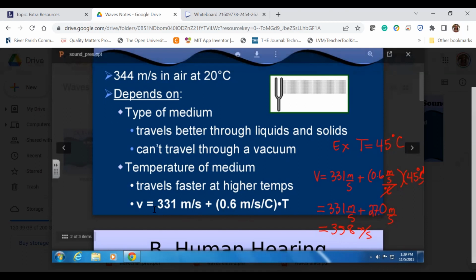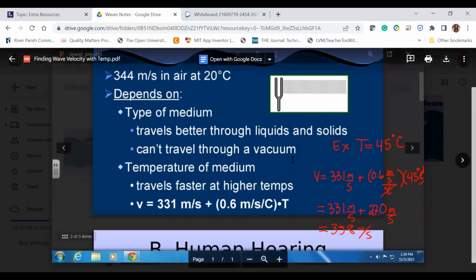So we start with a baseline of 331 meters per second, and for every degree Celsius, we add 0.6. Please do not mistake this T in this formula for period. This T in this formula is for temperature. If we take our temperature in Celsius and multiply it times 0.6, we then have to add that to 331 to figure out how fast our sound will travel.